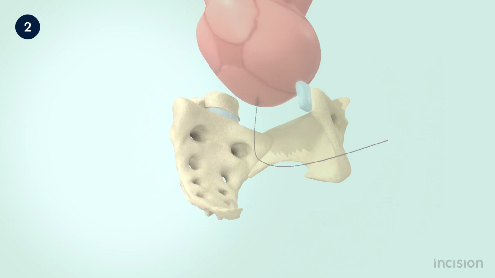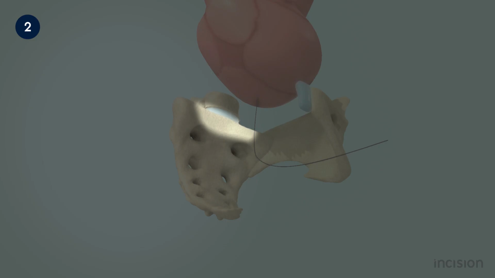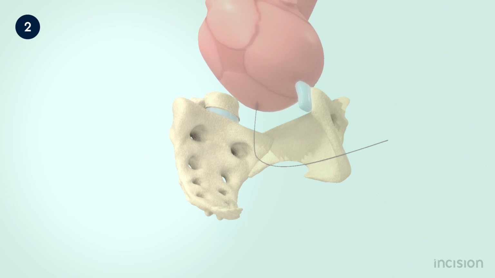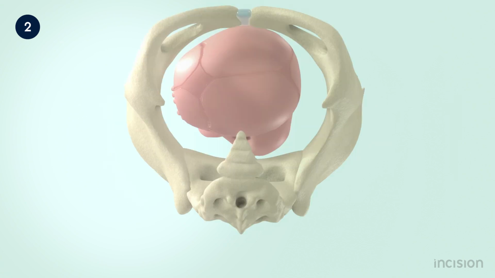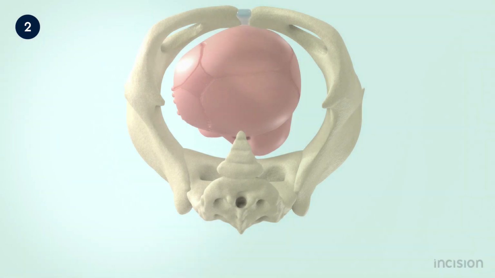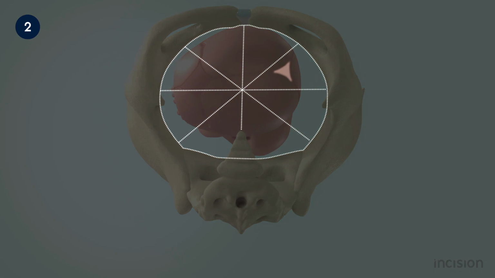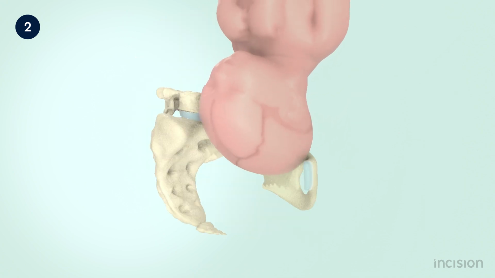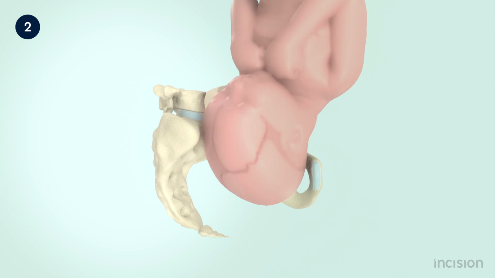The head will pass over the promontory of the pelvis, and the skull will be in a posterior asynclitic position. This means that upon vaginal examination, the sagittal suture is anterior to the pelvic axis, and since the fetal head is minimally flexed, the posterior fontanelle is felt in the left or right anterior plane of the pelvis. Descent takes place throughout the whole second stage of labour.